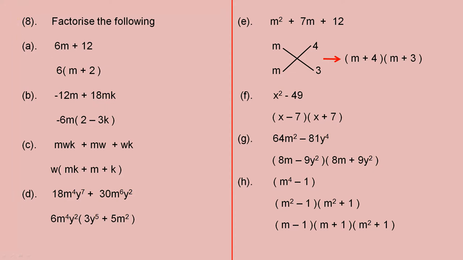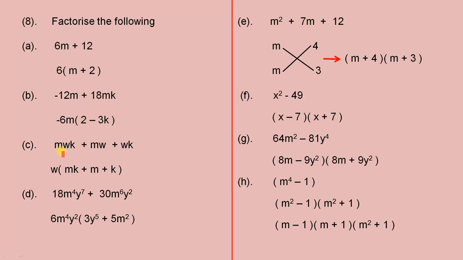Here are some examples on factorising. Factorise 6m plus 12. We take 6 outside the brackets. We're left with m plus 2. If you multiply this through, you'll end up with that. Factorise this term. We take minus 6m out. We're left with those two terms. If you multiply that through, you'll end up with that.